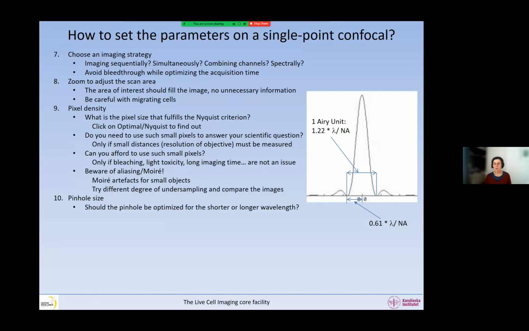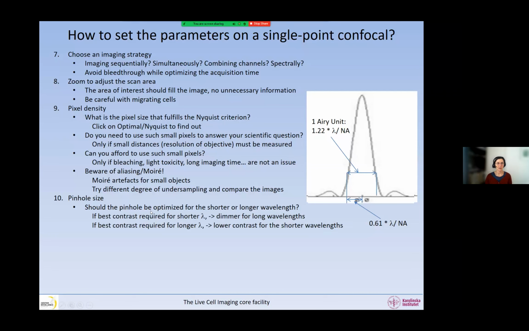So you also need to relate this to your scientific question. Which channel is the most important for you? Which one is brightest? If you want the best contrast for the shorter wavelengths, then you will close the pinhole and the longer wavelengths will be dimmer. If you want the best contrast for the longer wavelengths, then you will open the pinhole to have 1 Airy unit for the long wavelengths, and therefore you will have a lower contrast for the shorter wavelengths. So it's all related to your scientific question. What is the most important channel? And what is the one for which you have to set the main criteria, and then you have to compromise for the others, okay?